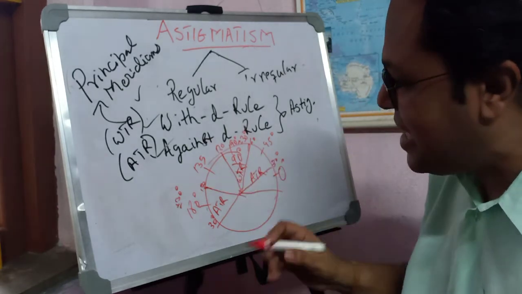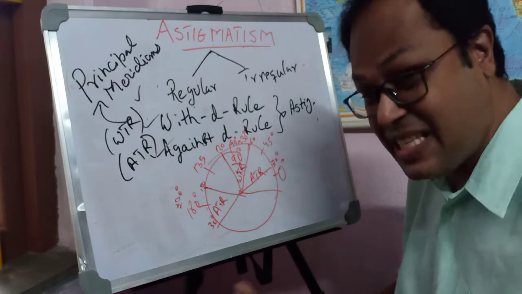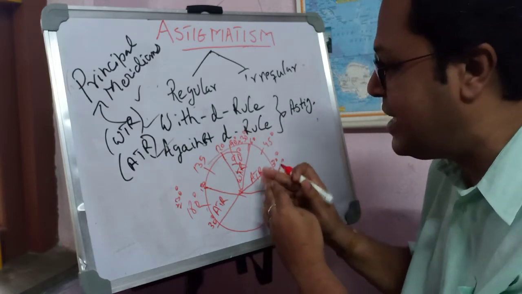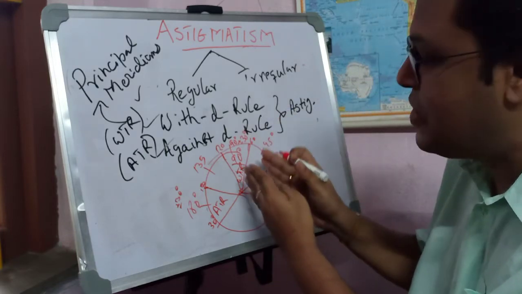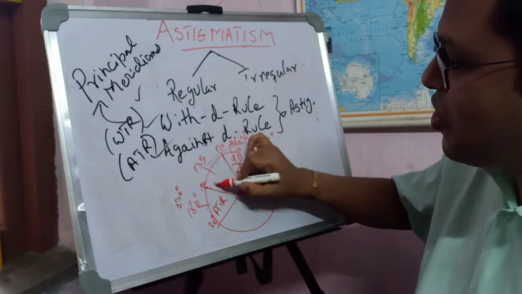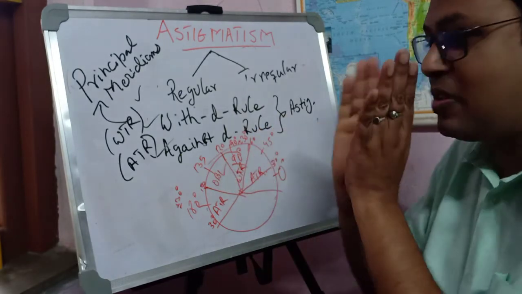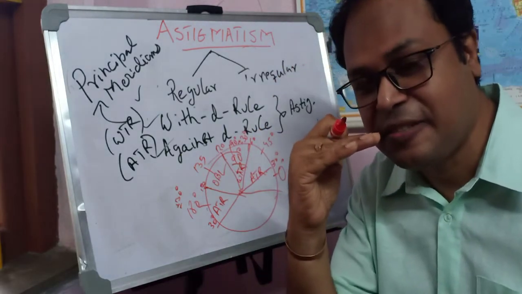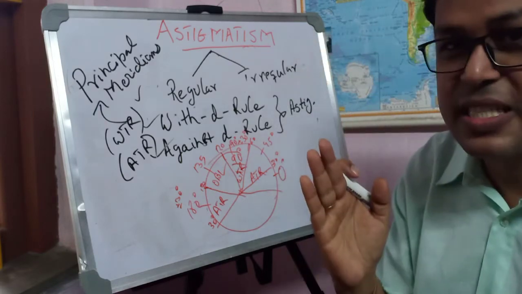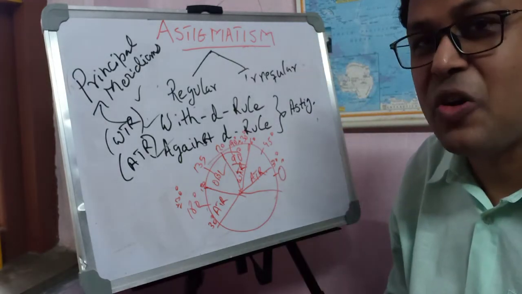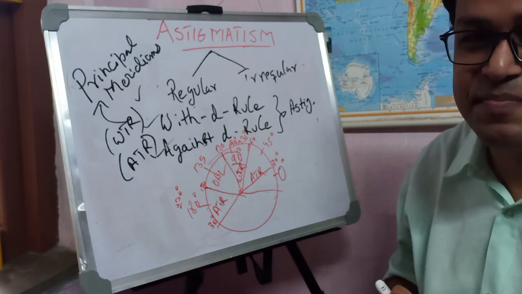And then the astigmatism where the steep meridian does not fall in this meridian or in this meridian will be called oblique astigmatism. So they are neither horizontal nor vertical. So that is what we call oblique astigmatism.